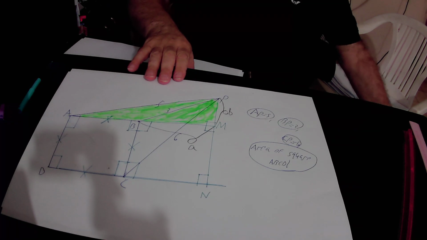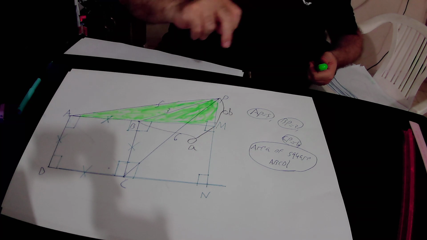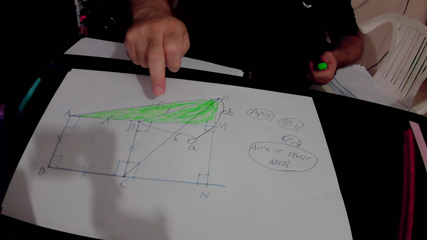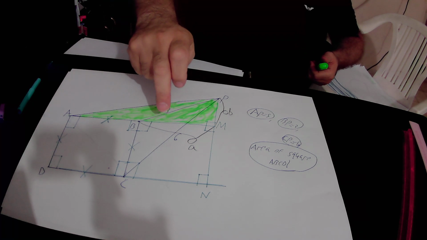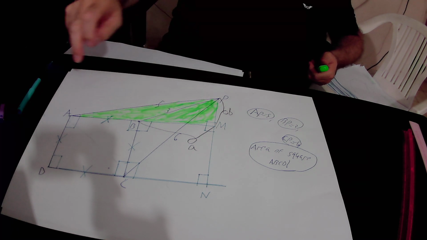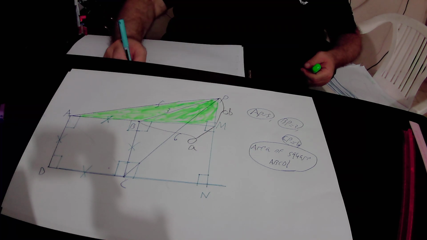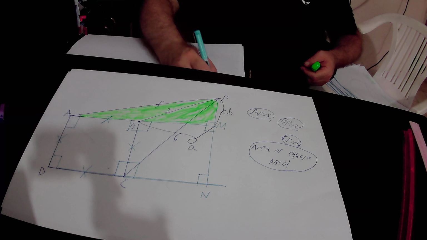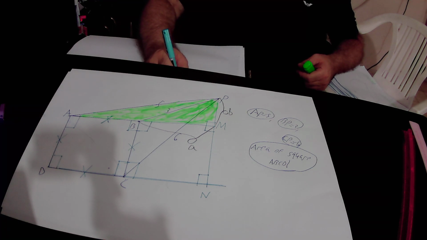Now we will return to quadrilateral BMCN. We already found out that inside quadrilateral BMCN we have 4 right angles, therefore quadrilateral BMCN is a rectangle. I write it down. Quadrilateral BMCN is a rectangle because it has 4 right angles.